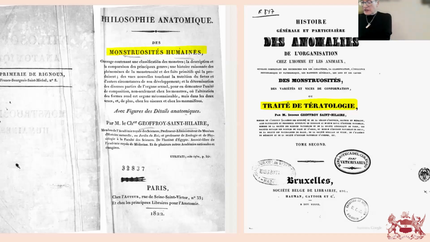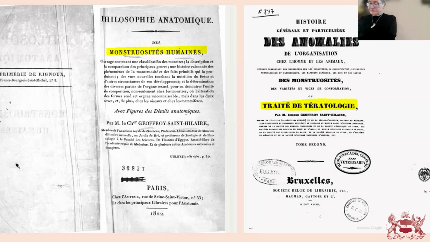The second volume of Etienne Saint-Hilaire's Philosophical Anatomy, published in 1822, is an example. It's devoted to human monstrosities, as we can see there. His son, Isidore, continued the scientific work, publishing his own general and particular history of anomalies of organization in man and animals between 1832 and 1837. And because he subtitled his book Treatise on Teratology, as you can see there, he is credited with reintroducing the word teratology into a properly scientific context.